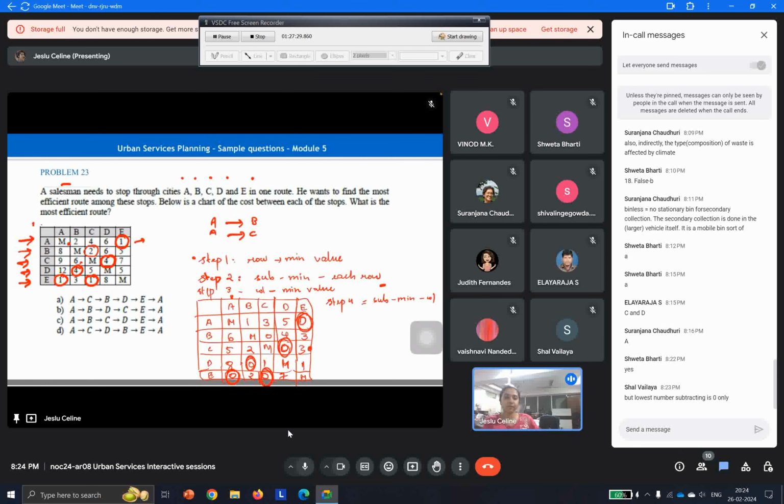Our objective is to have 0 in both row and column. In every column there should be at least one 0, and in every row there should be at least one 0. That's why we're doing this, so that we understand which is the minimum path that needs to be taken. Now our next step is to mark these zeros.